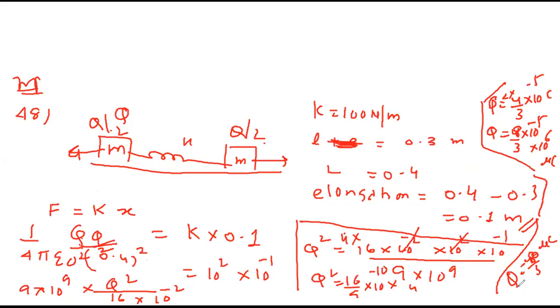80 by 3, 26.67. That is B option. Everybody is followed, or should I again do the calculation?